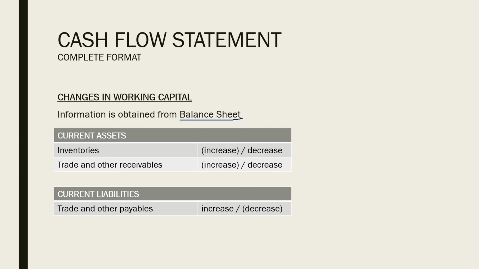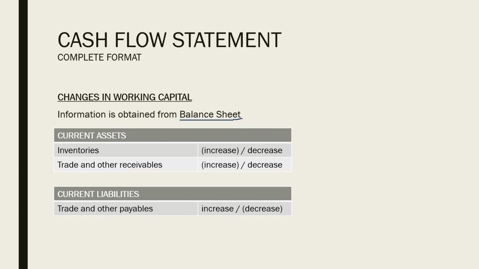So we have sold more than what we have purchased. Therefore, there will be a net inflow of cash. Same with trade and other receivables. If it increases, we will bracket the amount because there was an outflow of cash. When it's decreasing from one year to the next, it means that there was an inflow of cash and it will not be bracketed. With your current liabilities, you will only have trade and other payables.